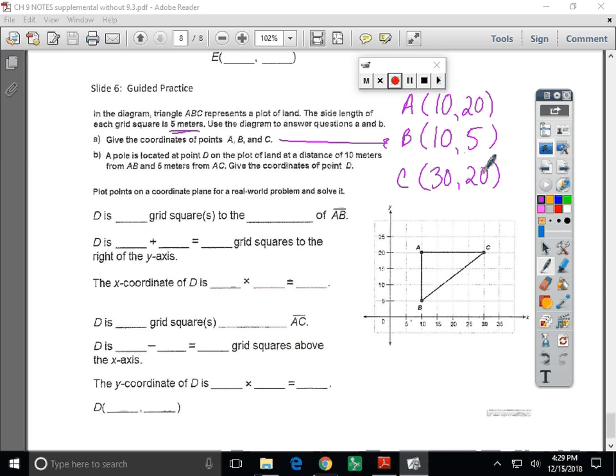Part B says a pole is located at D on the plot of land at a distance of 10 meters from AB and 5 meters from AC. Give the coordinates of point D. So a pole is located at point D, so I'm trying to find point D. Where is it? So point D is kind of the question mark. On the plot of land. So if this is a plot of land, it's got to be somewhere inside. This time it's telling me put this point inside somehow. It says it's a distance of 10 meters from AB. So here's AB. I need to move 10 meters, and I don't want to move away from the plot of land.